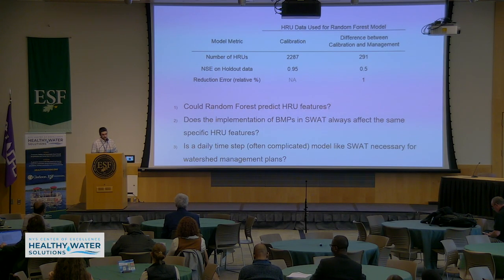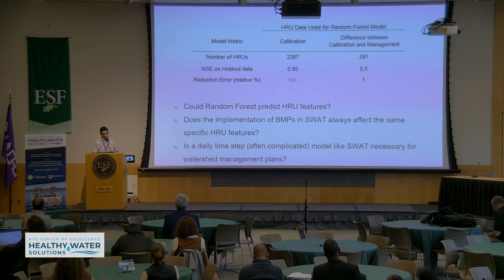So for three next steps, first, I would like to evaluate machine learning to predict the HRU features. Second, the implementation of BMPs in SWAT would affect the HRU features in a predictable way because SWAT is deterministic, meaning that the same input will result in the same output. Therefore, I would like to evaluate the relationship between implementation of BMPs in SWAT and which HRU features are affected and how they changed. And third, for this analysis, I used the average of the HRU features across multiple years of daily simulations in SWAT.